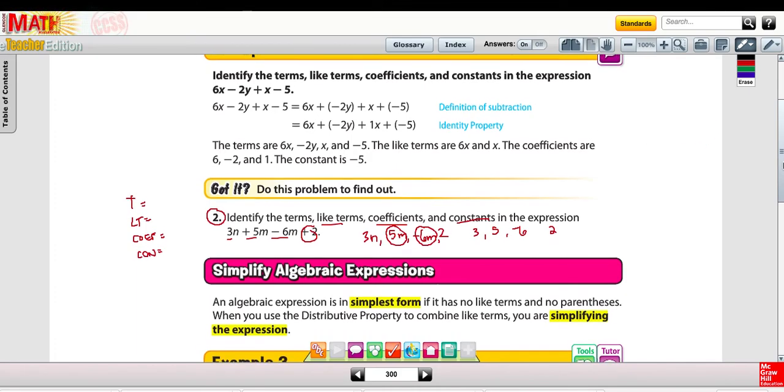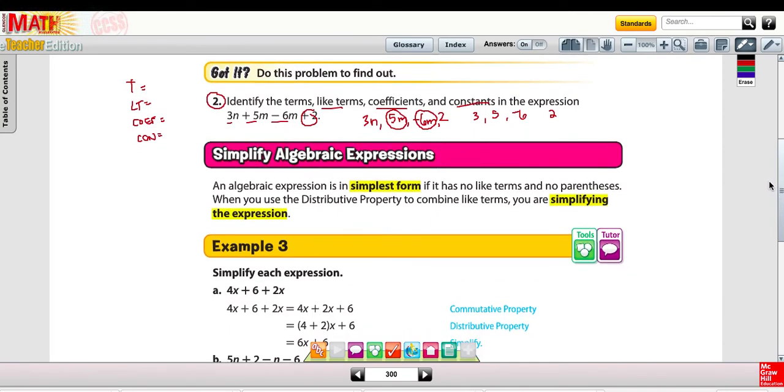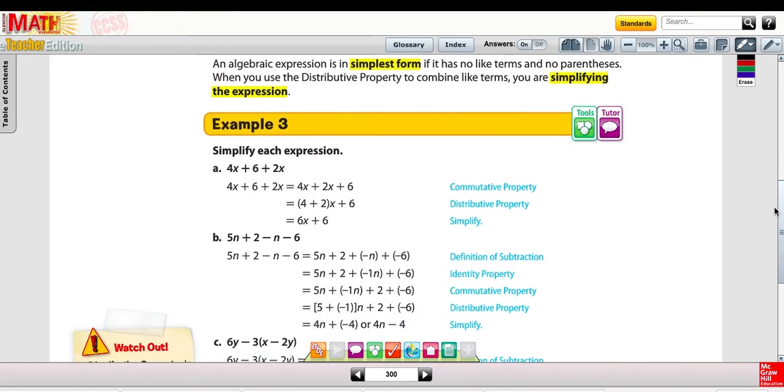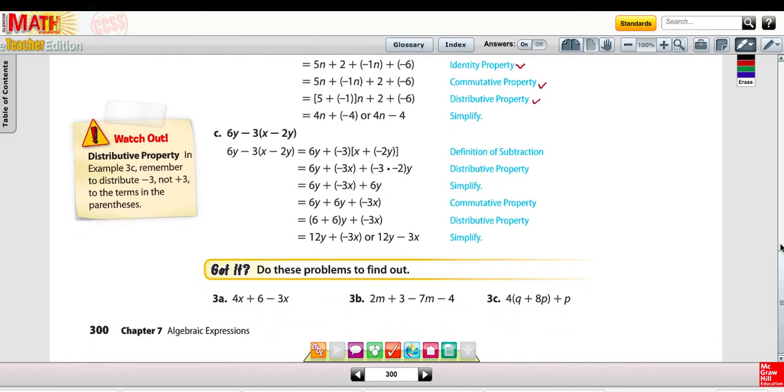Moving on to example 3, we're going to take those algebraic expressions and not just identify the parts, but simplify if we can. We're going to simplify by doing something called combining like terms. You have 3 examples worked out, and what we have is the application of the commutative property and the distributive property. We have some other applications here: definition of subtraction, the identity property, the commutative property, and the distributive property. Make sure you take a second to look through those examples before jumping right to the got it problems.